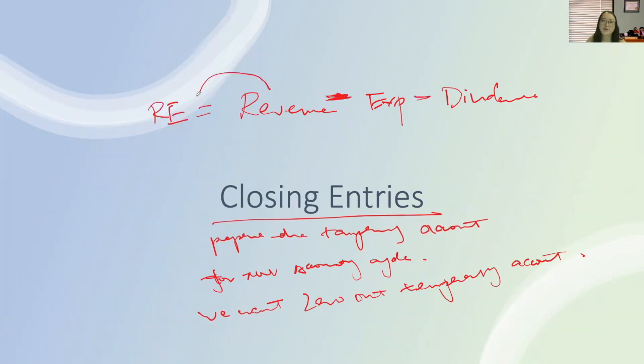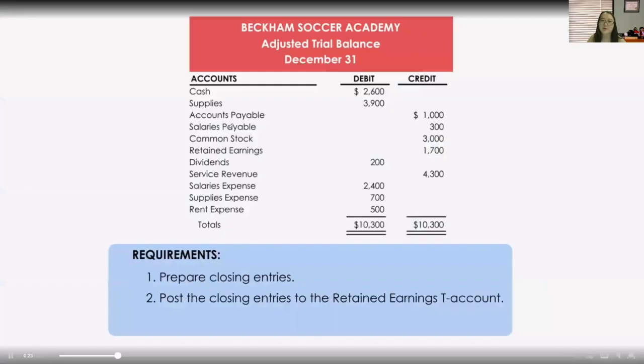Okay, and what are the temporary accounts? There are revenue, there are expenses, and there's dividends. And all the relationship is RE. We want to dump every balance back to retained earnings. Okay, this is how closing entry is all about.